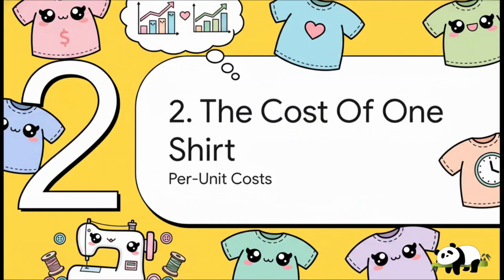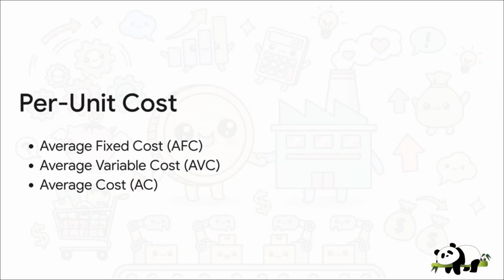Now, knowing the grand total is useful, but for setting prices and making smart decisions, Ravi needs to zoom in. He has to figure out what is the cost of one single t-shirt. And this, my friends, is where the real magic happens. So we can look at this a few different ways. We could figure out the average fixed cost, kind of like spreading the rent money out over every shirt. We can get the average variable cost, the cost of fabric per shirt. Put them together, you've got your average cost.